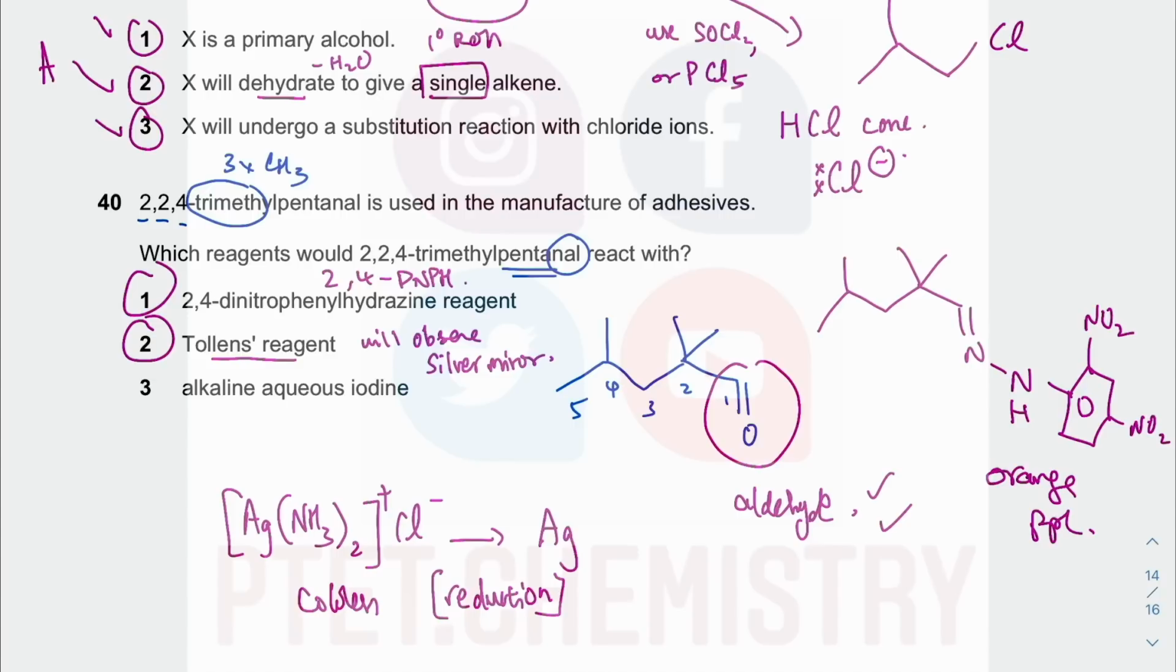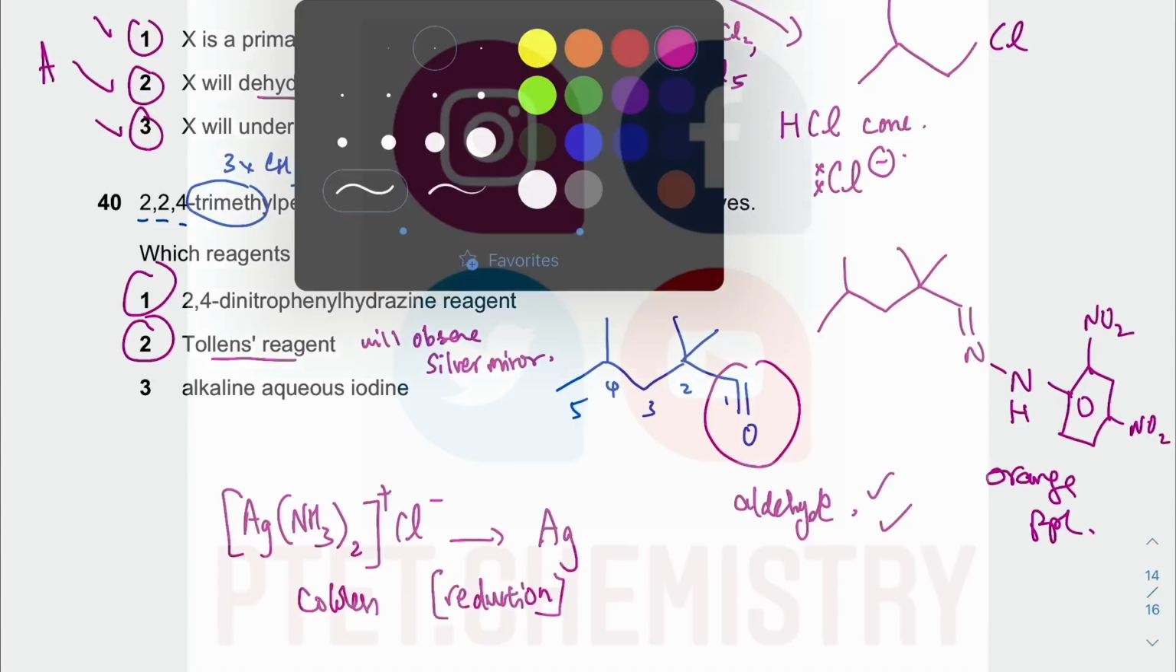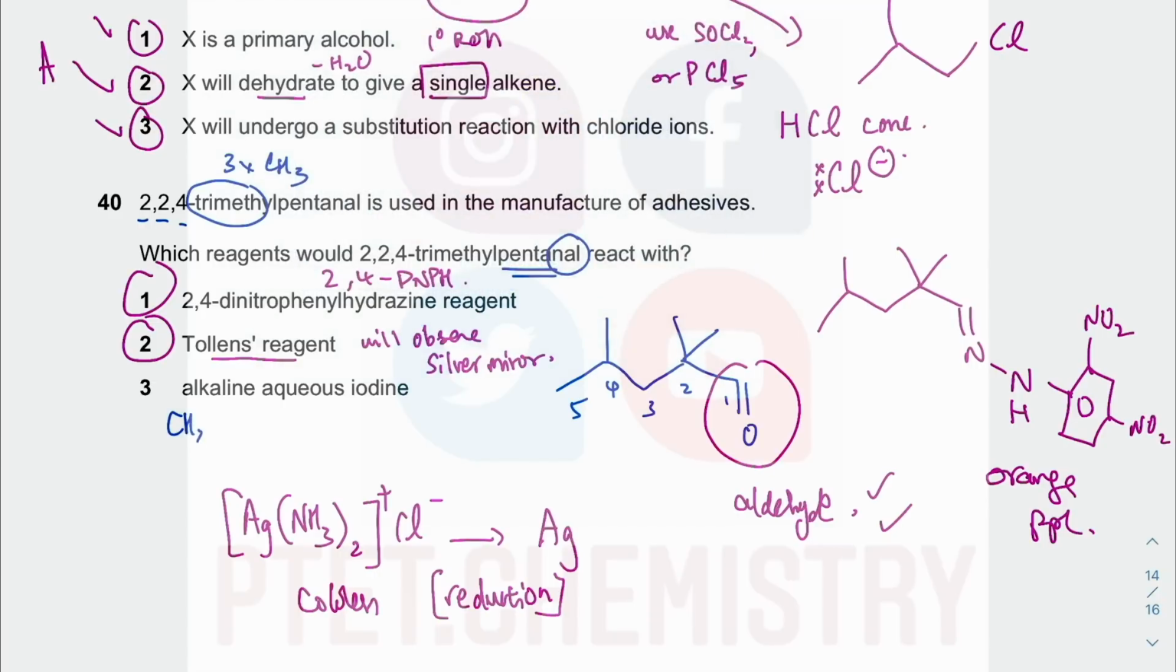Okay, alkaline aqueous iodine is a test for CH3CH(OH) or CH3C=O. You do not have CH3CH(OH). You do not have a ketone, because this is a methyl ketone. You have an aldehyde. So 3 is incorrect. Only 1 and 2 are correct. Okay.